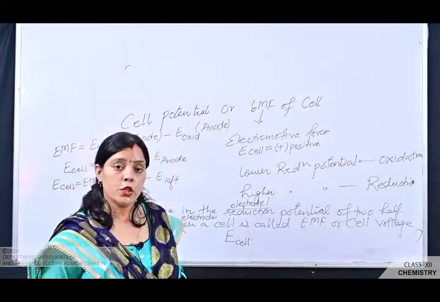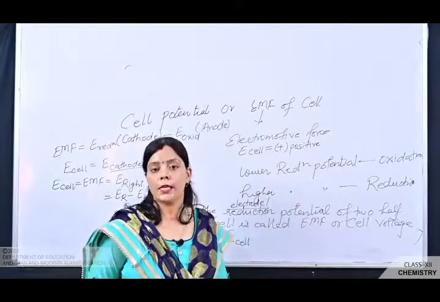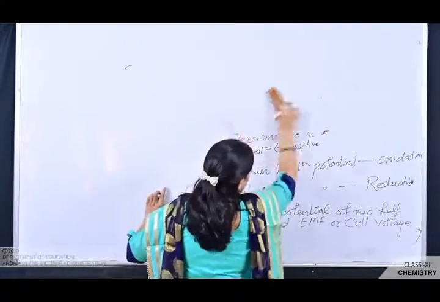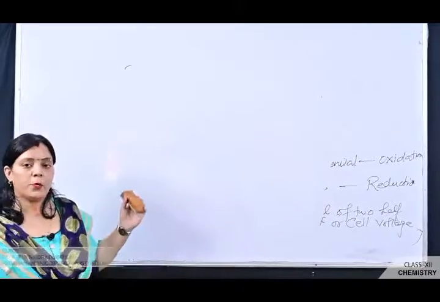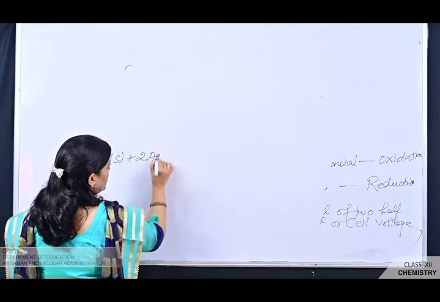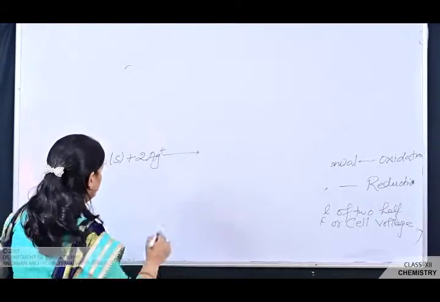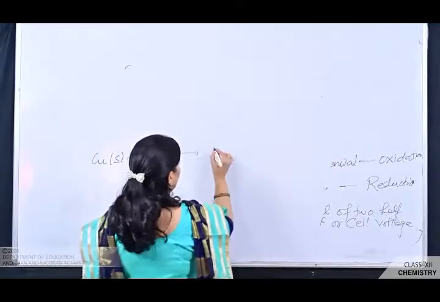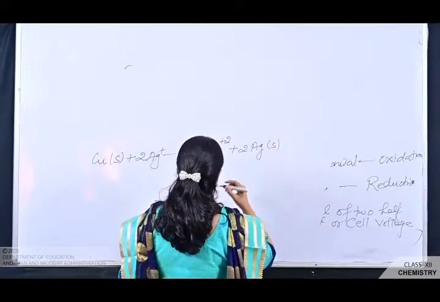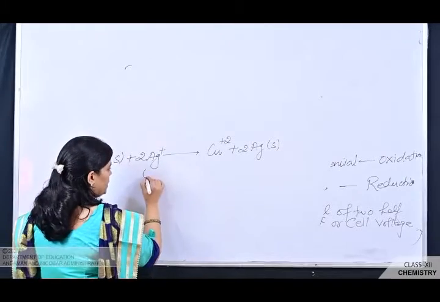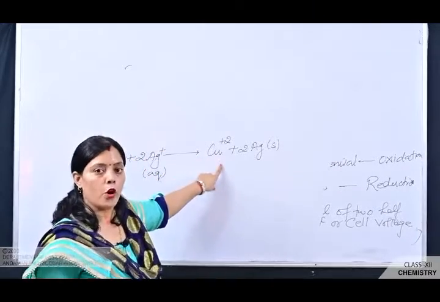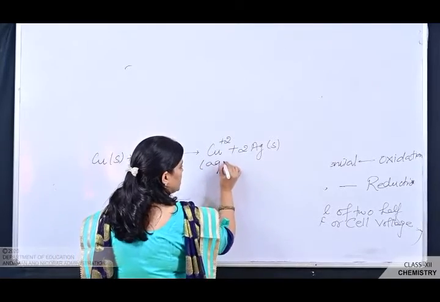This is very important. Students, I would like to explain this with the help of an example, a cell reaction in which copper and silver ions take part. Solid copper plus Ag plus ion undergo a redox reaction to form copper plus 2 ion and silver metal. Here the copper is in solid form, and the Ag plus is in aqueous form. The solid copper is converted into copper plus 2 ion, which passes into the aqueous solution.